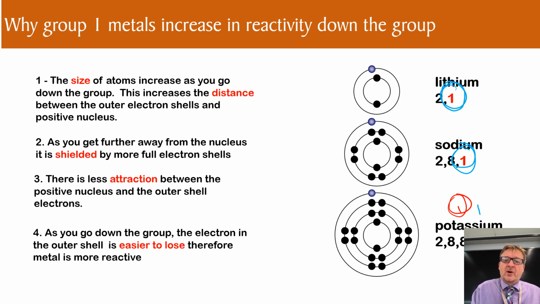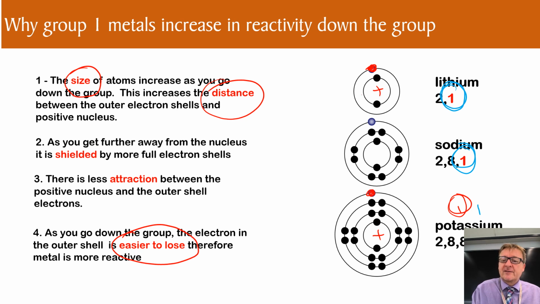So fact number 1 is group 1 metals increase in reactivity down the group because it's easier to lose the outer electron. The reason for that is the size and the distance. So if I've got a positive centre on lithium and this here is the electron that's going to get lost, I've got a positive centre on the potassium and it's this electron here that's going to be lost.